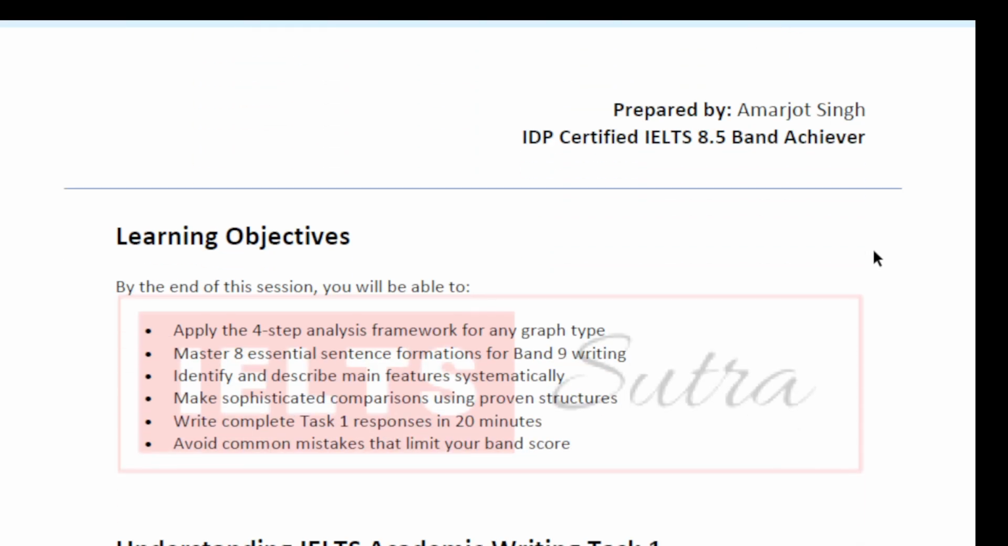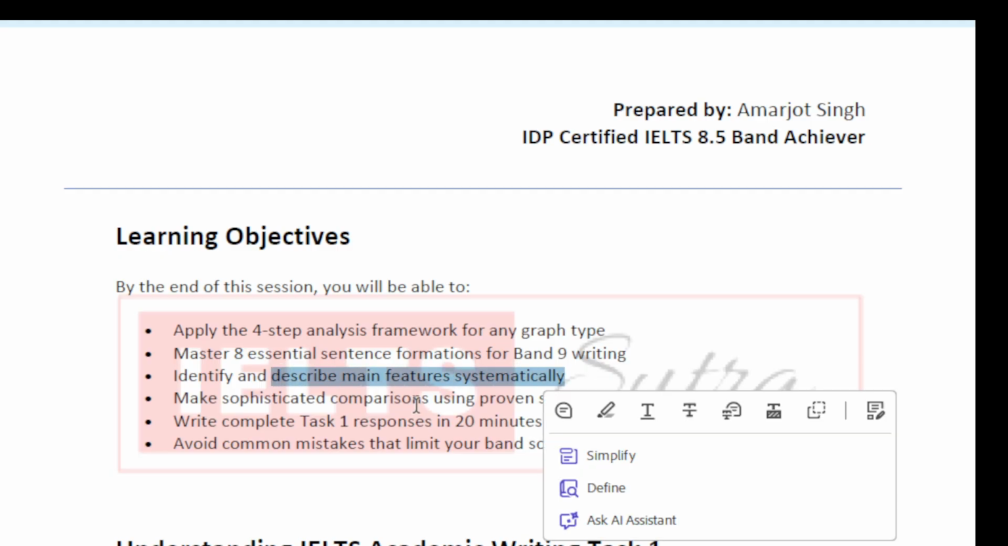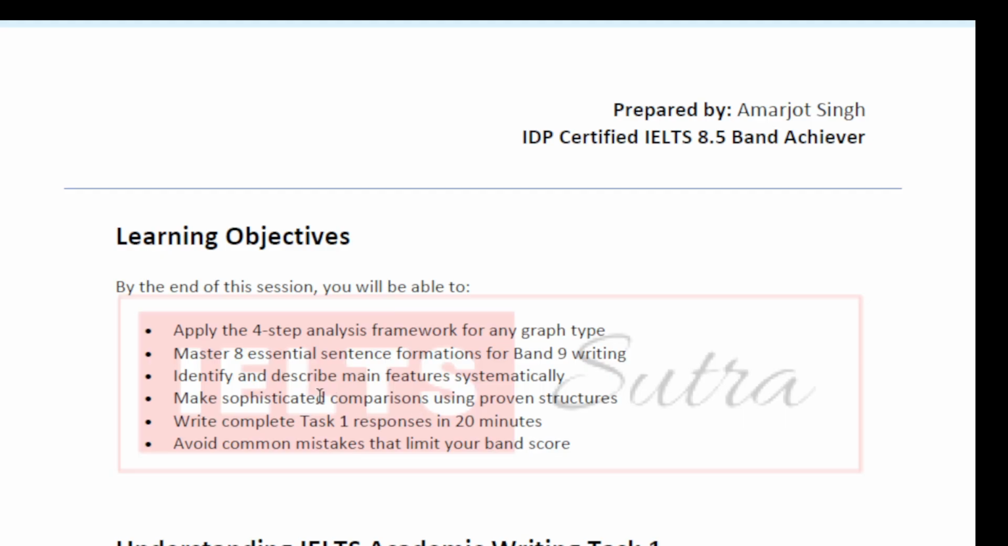In this lecture, we will learn how to apply the four-step analysis framework process to analyze your graphs and pick some of the essential information for your report writing. We will master some essential sentence formations, which I think will make it a cup of tea for you to write a report in IELTS writing. Then we will identify and describe some main features systematically in our report writing. After that, we will make some sophisticated comparisons between the structures that we will discuss.